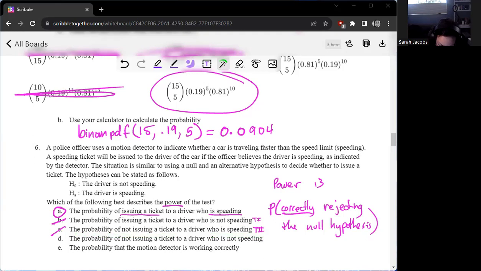Also know what we're looking for. Probability of not issuing a ticket, so we're not rejecting the null, to a driver who is not speeding. So the null is actually happening because they're not speeding. Yeah, so that's our true but boring situation. And then the probability that the motion detector is working correctly. That isn't going to be the power of this test as set forth by the hypotheses. The motion detector working correctly is a good question, but it's not the one we've set up with our hypotheses. So we can't say anything about that right now.